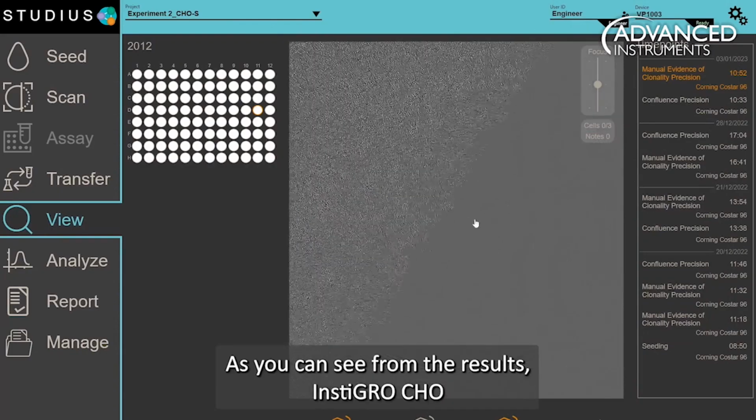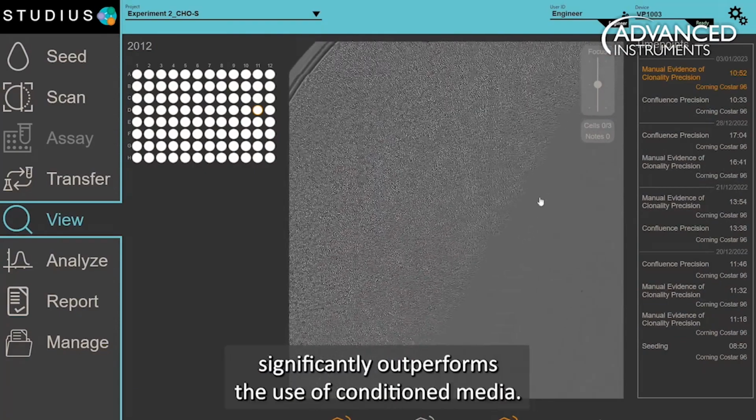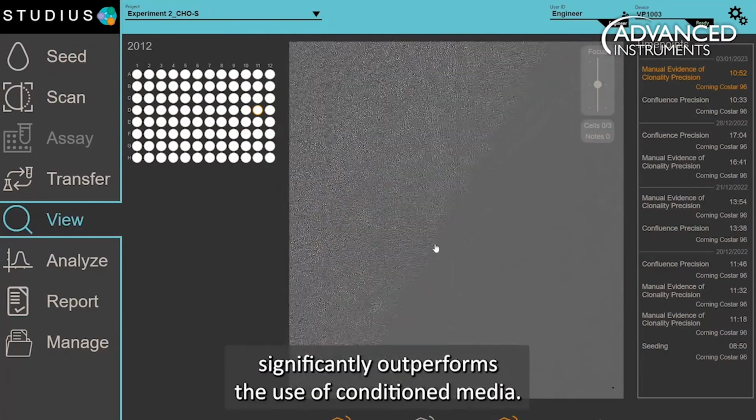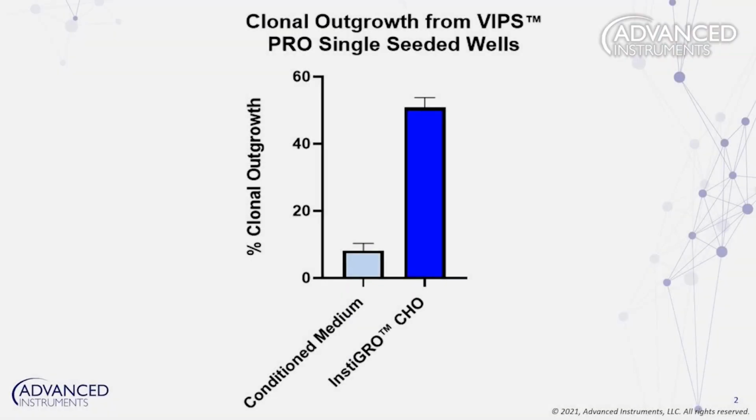As you can see from the results, Instagrow CHO significantly outperforms the use of conditioned media, which is in line with what we typically see in-house and amongst our customers.